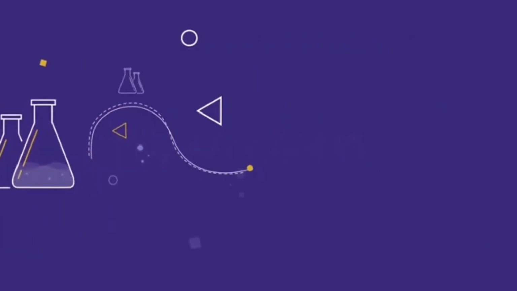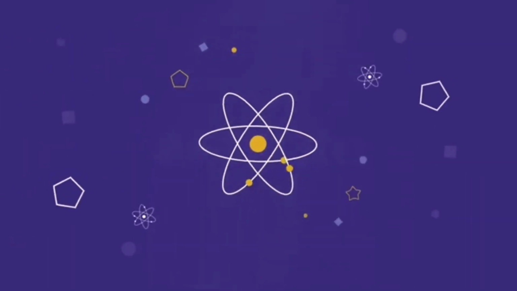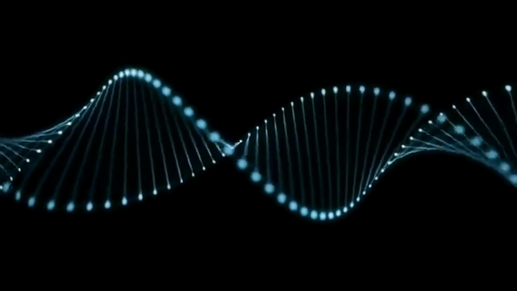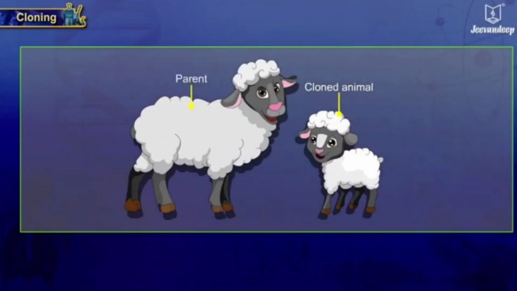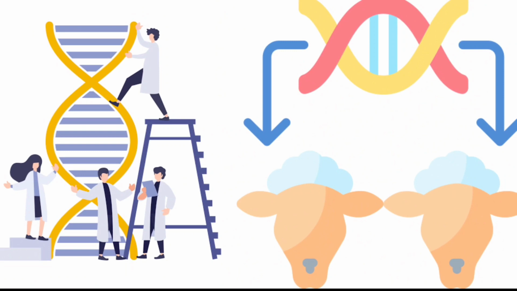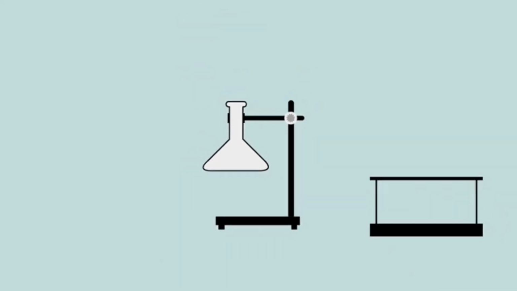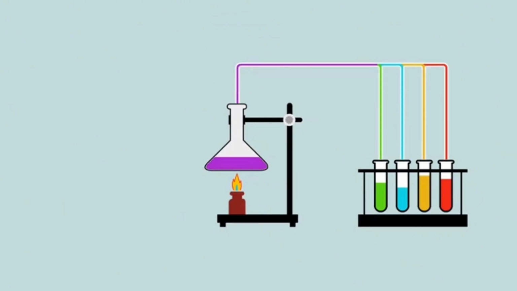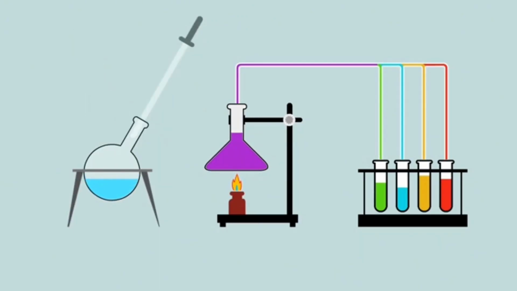For better understanding of the concept, here are some examples. DNA testing, animal cloning. Scientists only theorized about these processes a few years ago. But as we all know, with the help of science, these processes have become possible and feasible.